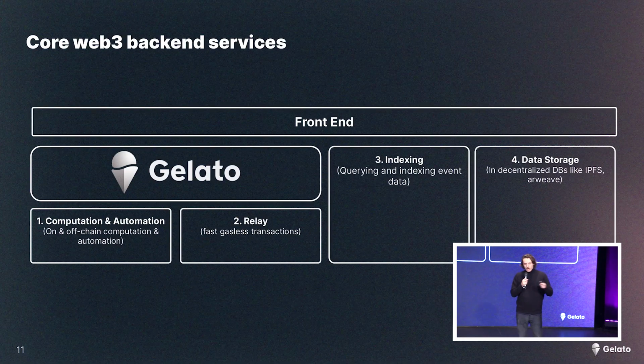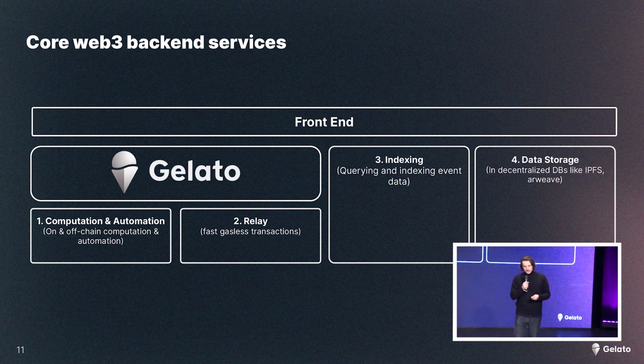This is how we would see it right now in the stack. These are the 4 different services. And Gelato is right now very much focused on the writing side, the computation side of the stack, so basically on-chain computation automation. It's actually what we started with, and since a couple of weeks ago we also offer off-chain computation automation, which I will go into in a bit, and then transaction relaying, using Gelato as an infrastructure to write to the chain in a very scalable and performant manner.